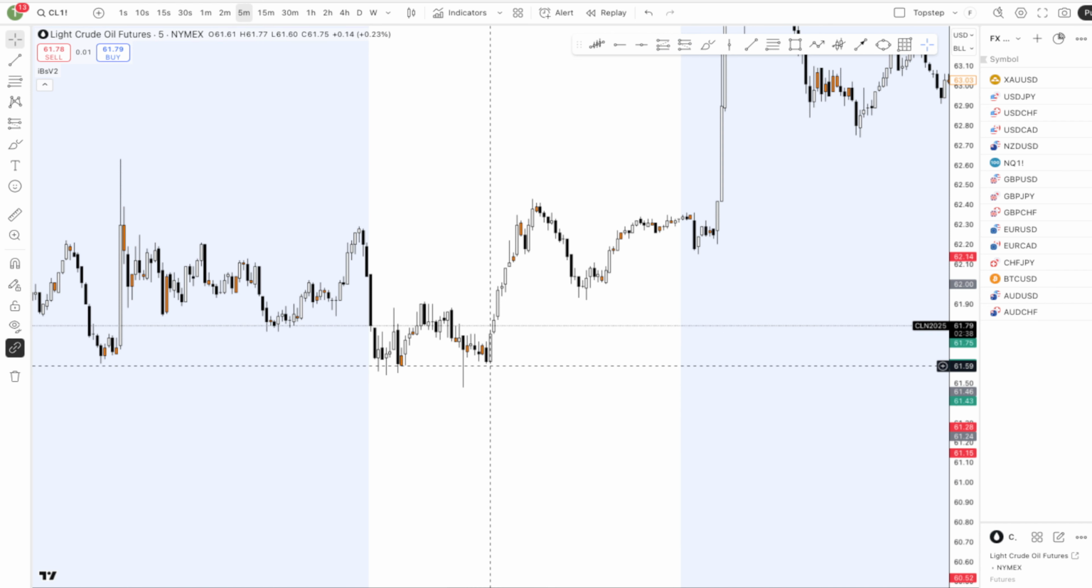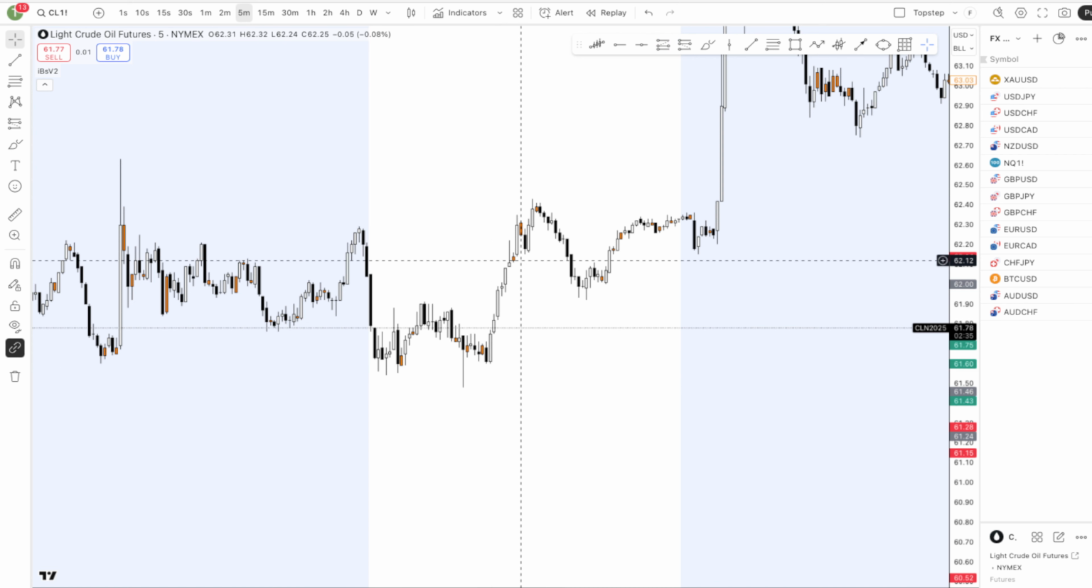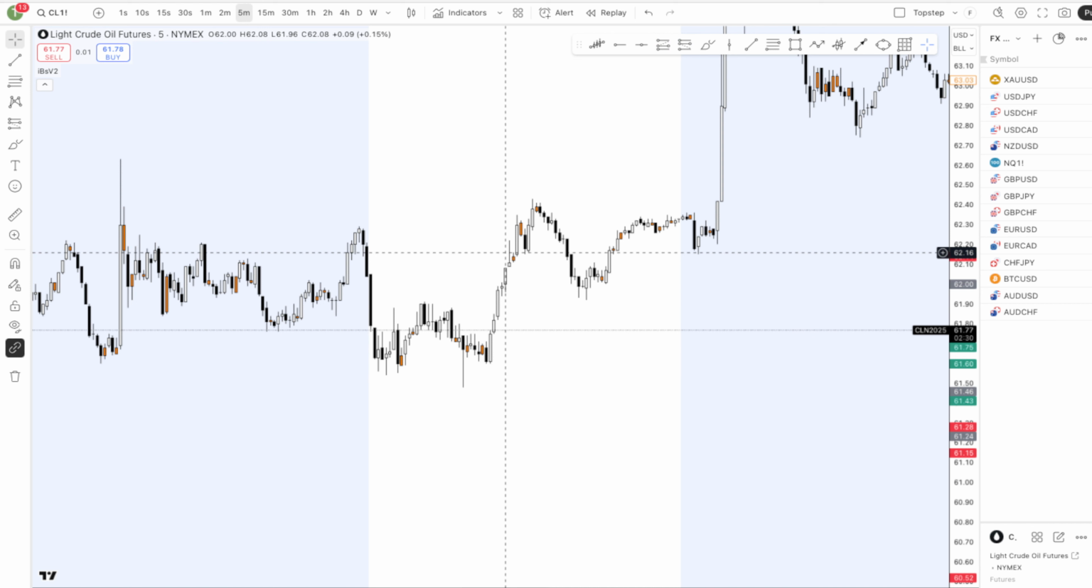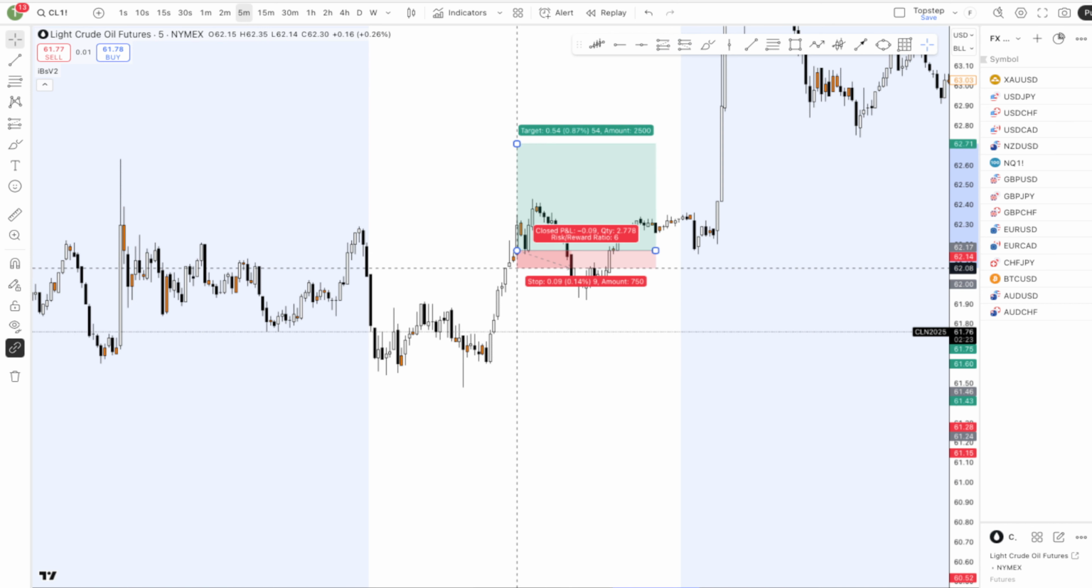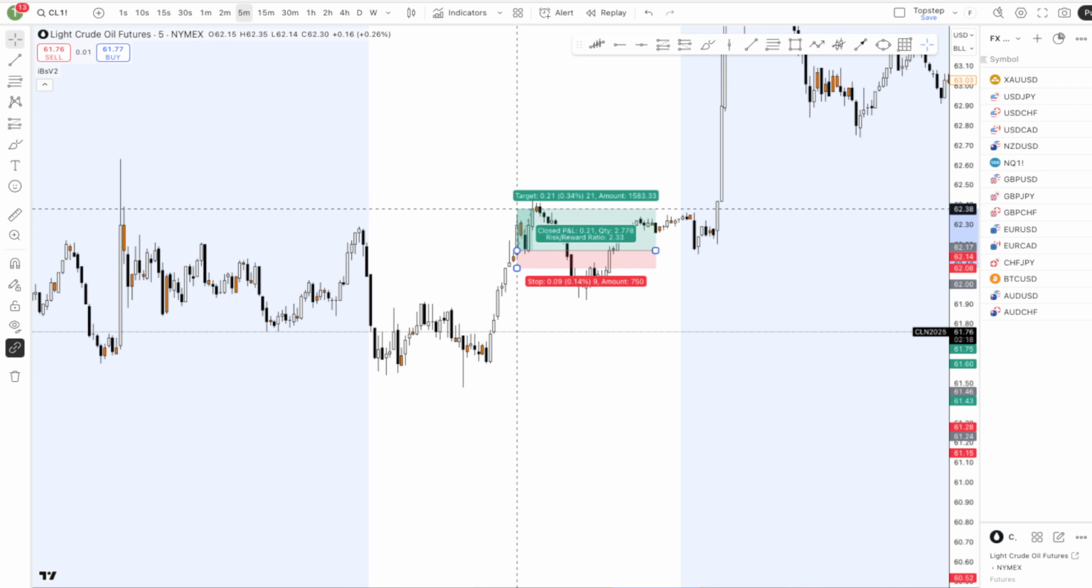This is nice. I like this. Big push to the upside with broken structure here. We could go for a long on this inside bar just there. Stop loss would be just underneath. And then, what would you target? If you want to be safe, you would just target here, which is a 1.2 to 1.